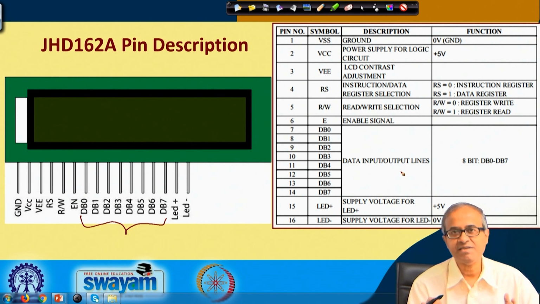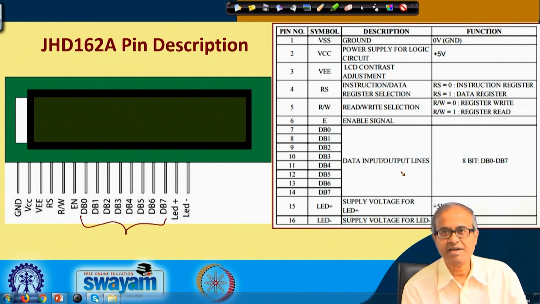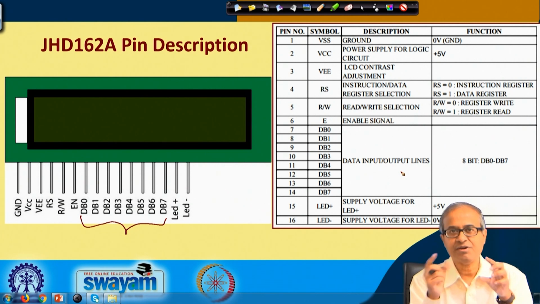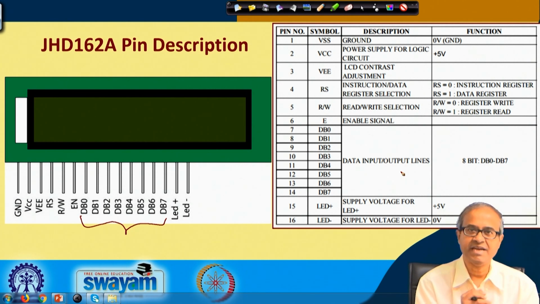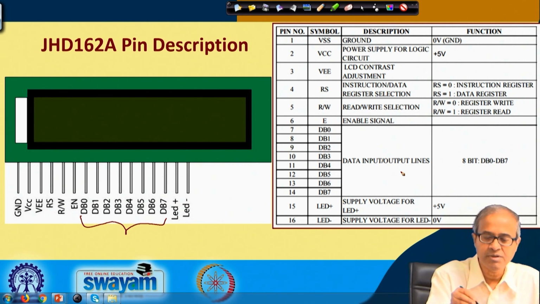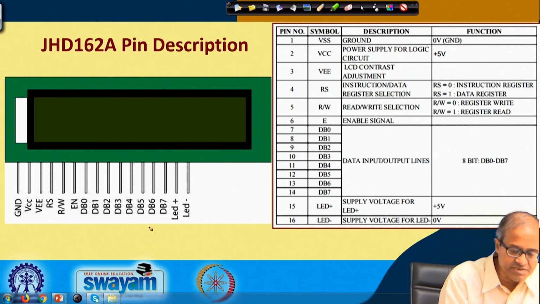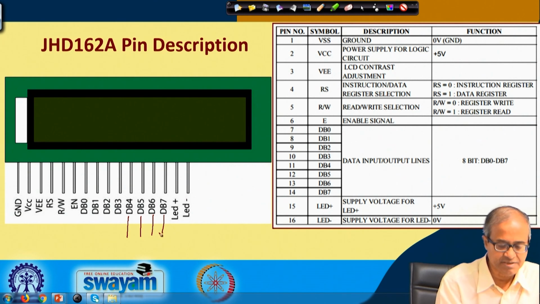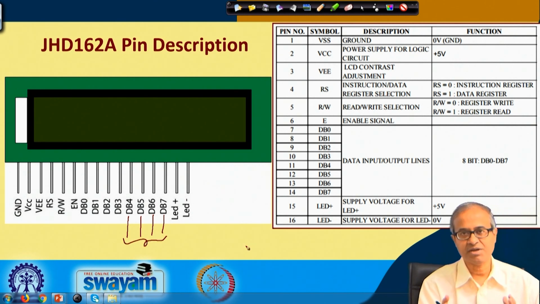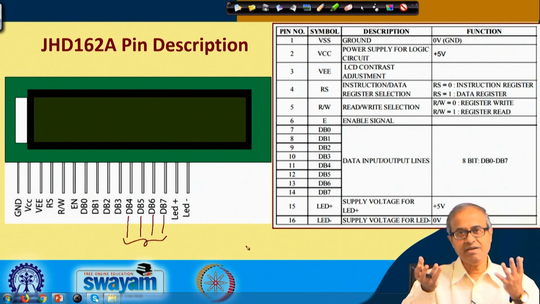So, when you are interfacing in the 8-bit mode, you will be connecting 8 lines from the microcontroller port to these 8 pins. But when you are using the 4-bit mode, then you need to connect only 4 of these lines: DB4, DB5, DB6 and DB7. You only connect the high order 4 lines to the microcontroller, and as I said, the microcontroller will be outputting the data in 2 cycles, 4 bits at a time.